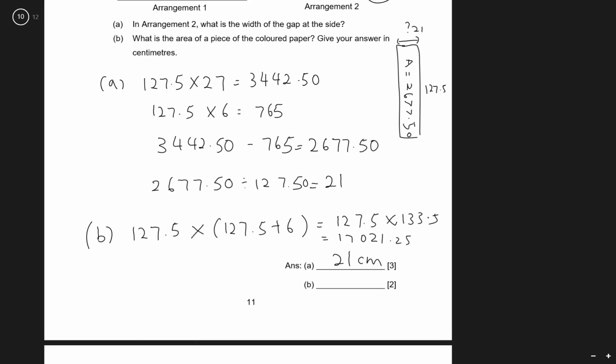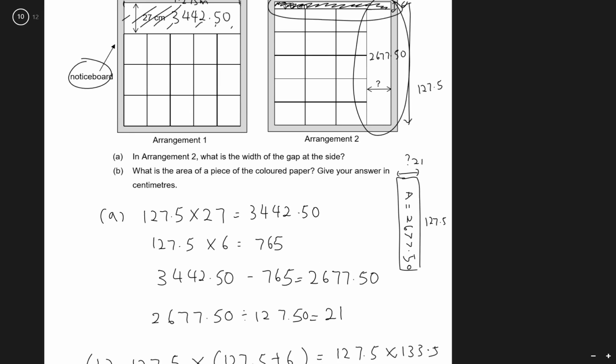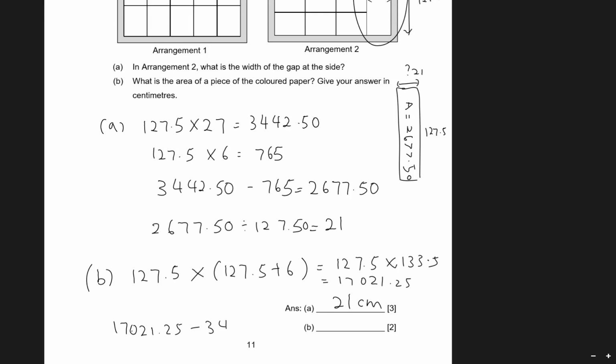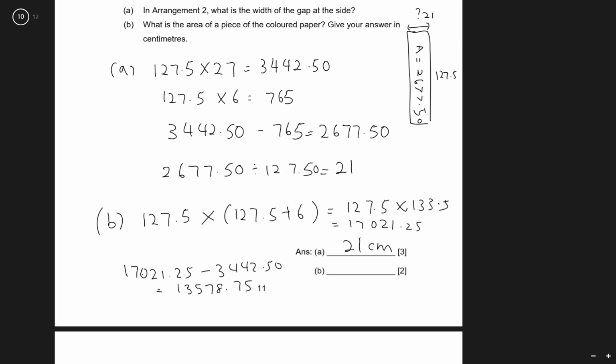Now of course, minus away the big gap, which is 3442.50, and that will give you 13578.75. This is the area of the whole 15 papers. So to find one paper, divide it by 15 to get 905.25. So 905.25 square centimeter. Alright, let's bear with it.